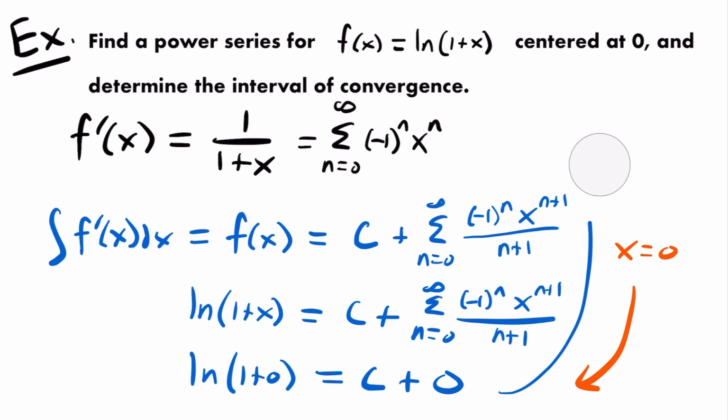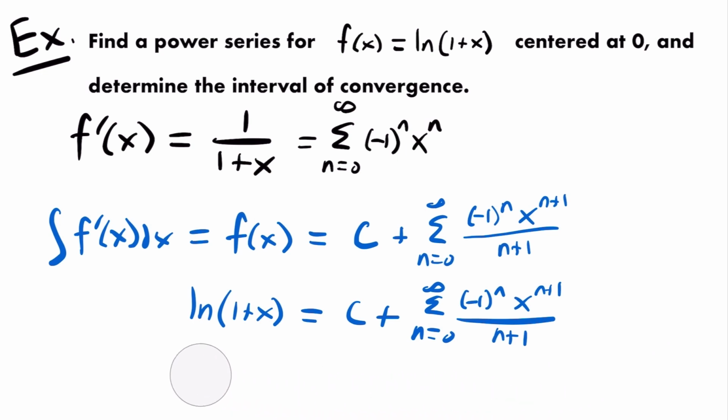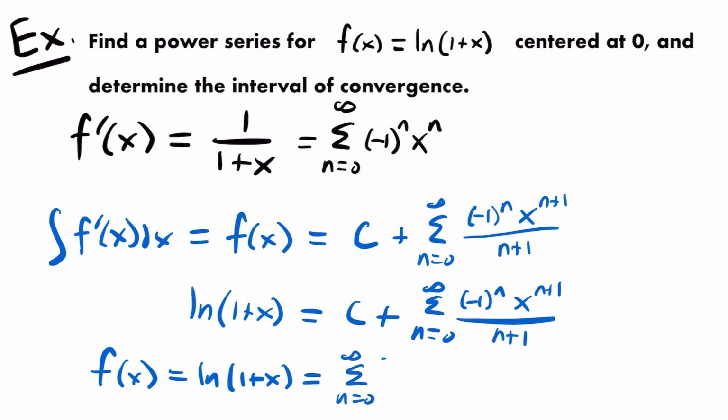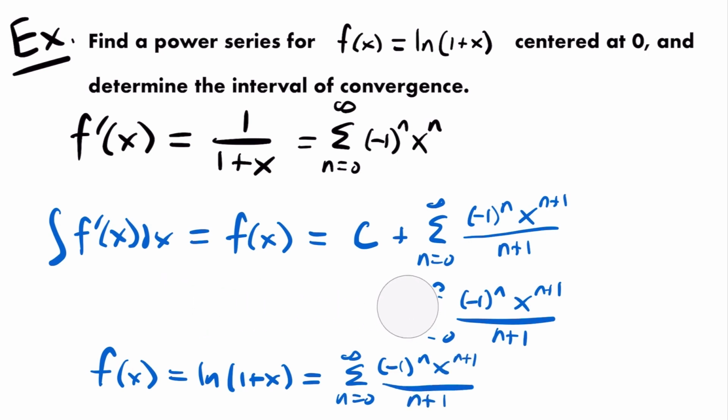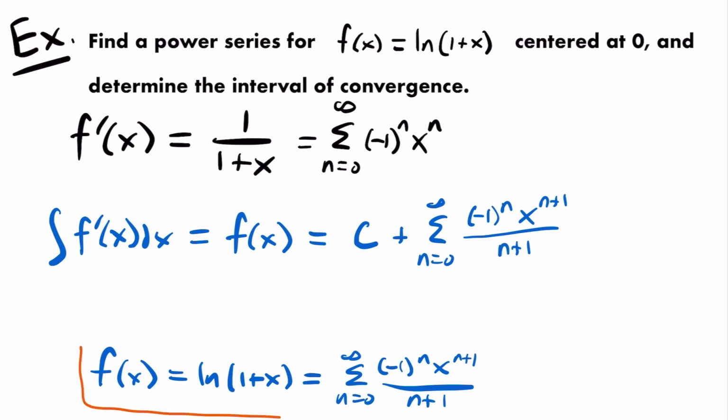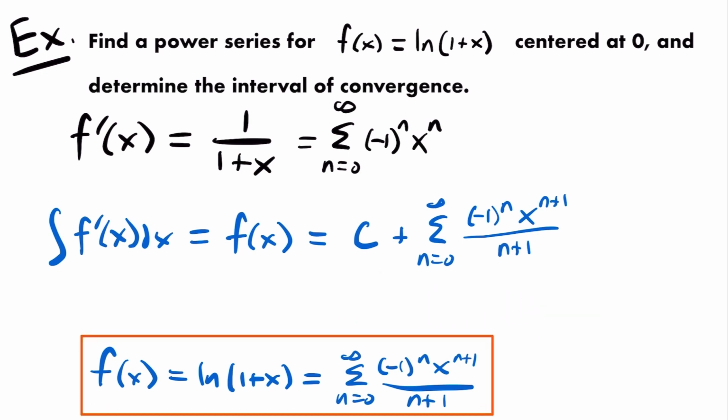And so what we learn from all of this is that we can just completely remove that constant of integration, and what we'll have left over is a power series that represents our function f of x. All right, so since c is equal to 0, we will say that f of x, which is the natural log of 1 plus x, is equal to the sum from n equals 0 to infinity of negative 1 to the power of n times x to the power of n plus 1 divided by n plus 1. All right, so that is the power series centered at 0 that represents our original function.